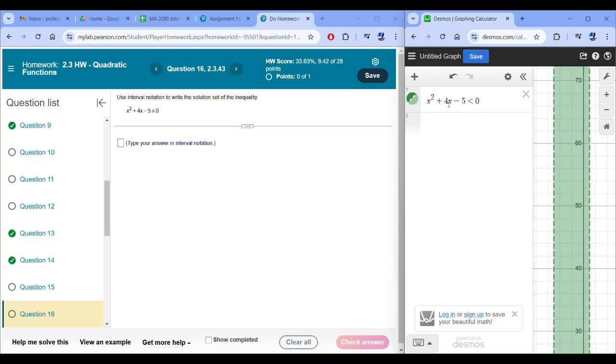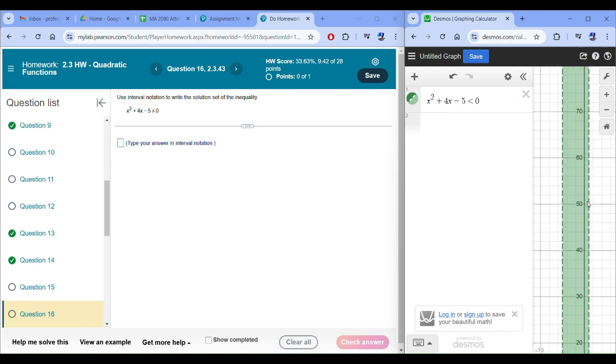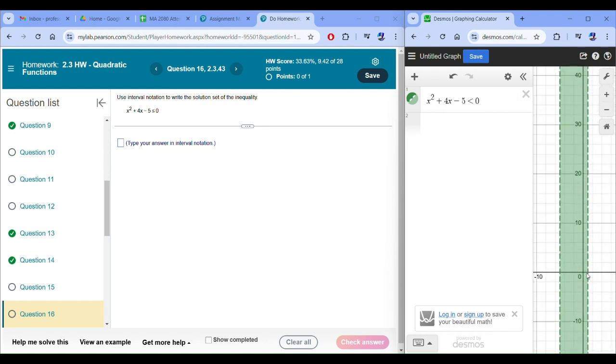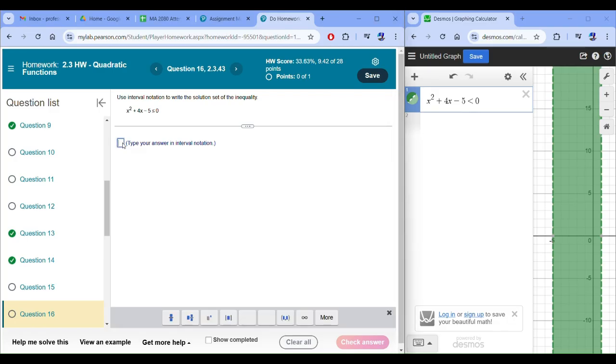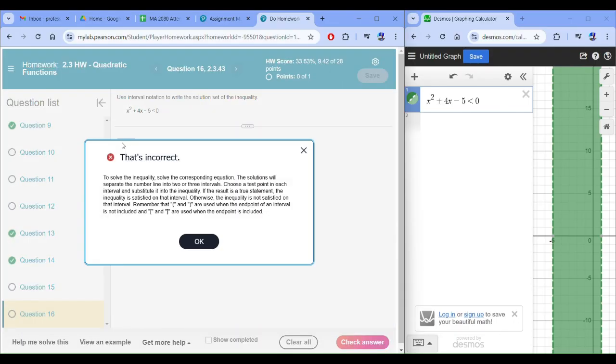x squared plus 4x minus 5 is less than 0. Oh, absolutely. It's this number, -5 and 1. Now because it's in between those, all we gotta do is type an interval notation. I couldn't do the underline, so I'm just gonna put a hard bracket at -5, comma 1. Hard bracket.